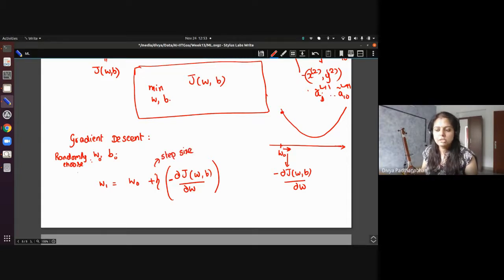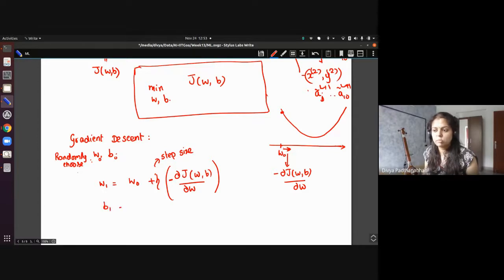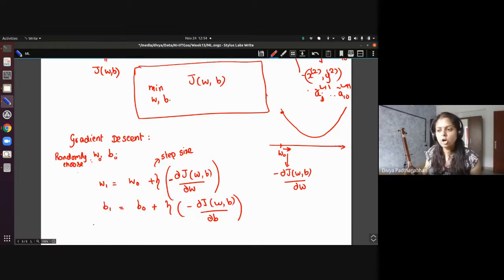This you do, and similarly for B also you do this. For B1, you start off with your value B naught, and then you take the gradient with respect to B, take the negative direction, and then you increment this. Now you keep on doing this. You got a new W and B. This gradient will depend on the W's that you give. Whatever you feed it here, it depends on that. So when you evaluate this gradient, you evaluate it at a particular W naught, whatever you started off with. Now you repeat this till it converges.